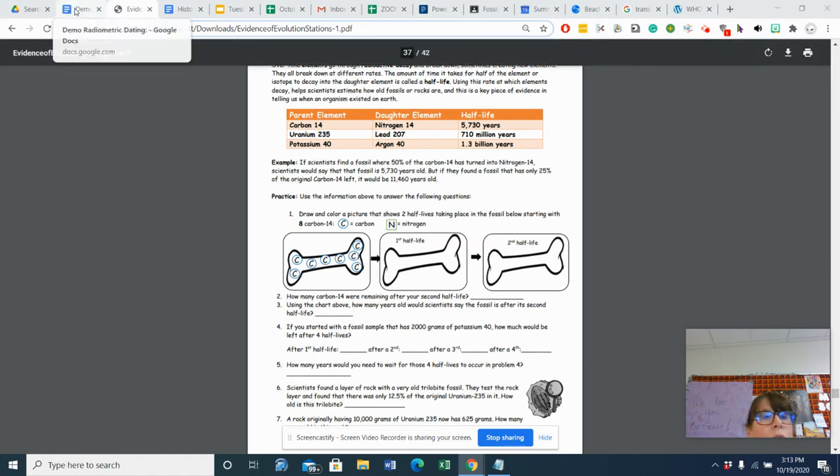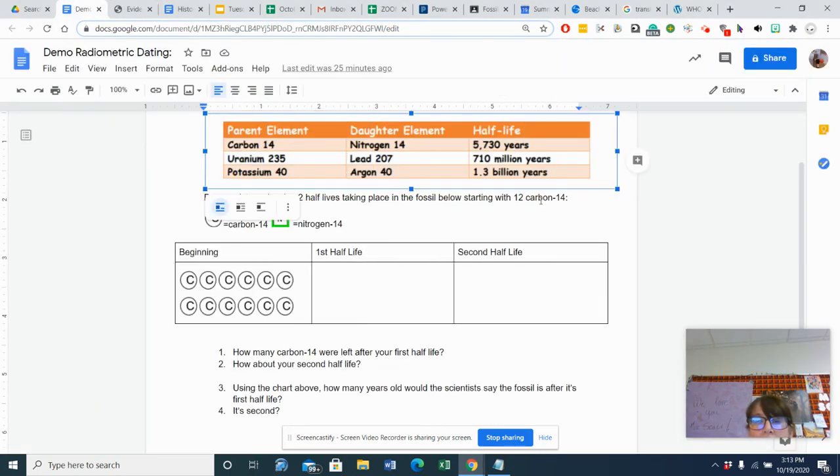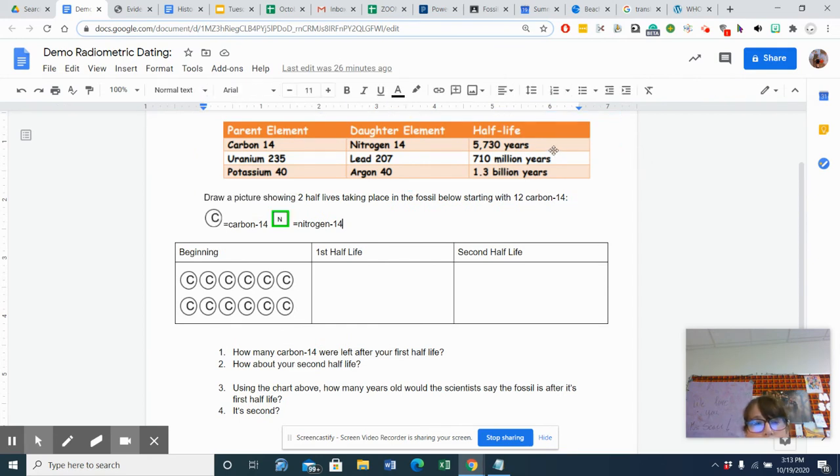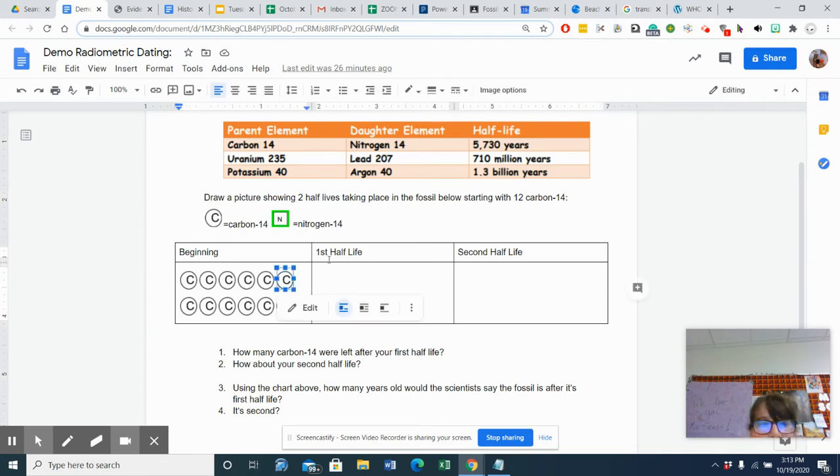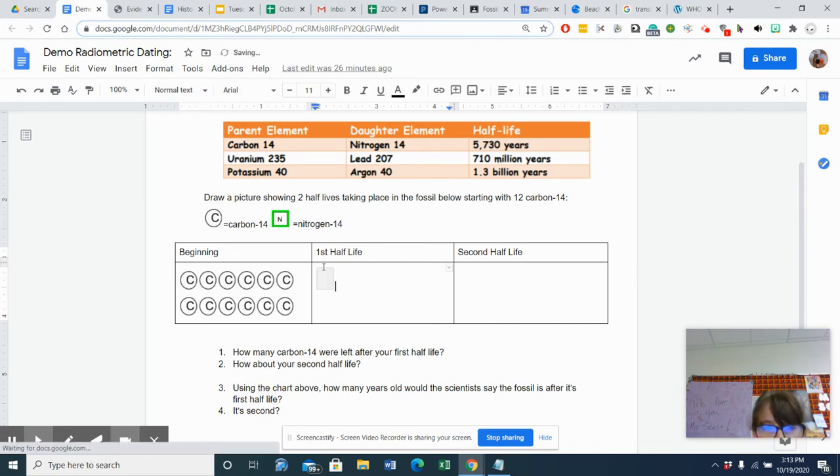I made up a practice one. So it's the same chart. We have carbon 14. We're going to draw a picture showing two half-lives taking place in a fossil below with 12 carbon 14 atoms. After 5,730 years, you have to always think in terms of that. So for its first half life, I'm just going to copy these. I'm going to end up with 6, because that's going to be half of it.